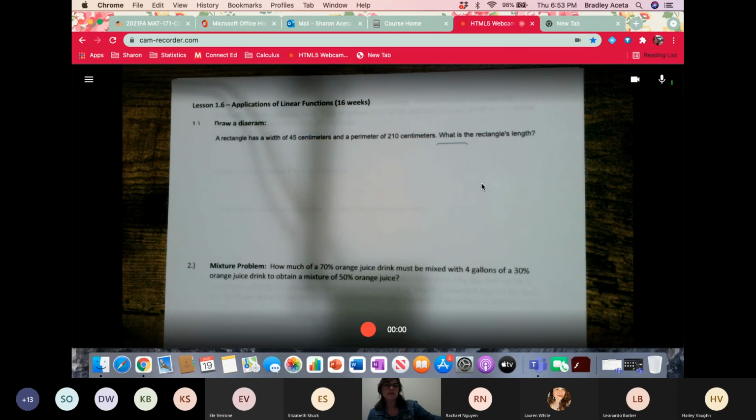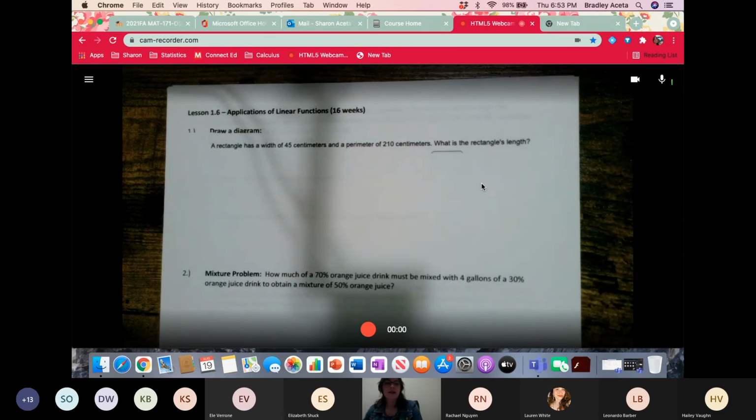of linear functions. And I think this first question is probably super easy, but just to go over it with everybody, making sure you know how to do it. This question says a rectangle has a width of 45 centimeters and a perimeter of 210 centimeters. What is the rectangle's length?